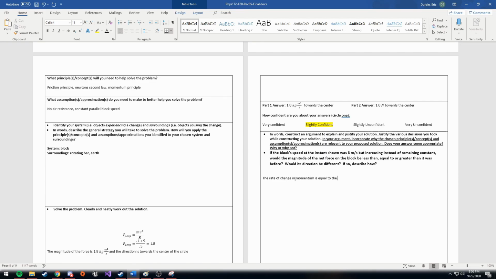Oh wait, we also need to create another problem. Okay. So, in words, construct an argument to explain and justify your solution. I feel like that one's pretty self-explanatory. I'm just going to say the rate of change in momentum is equal to the net force since the parallel component is 0 due to the constant speed of the block.